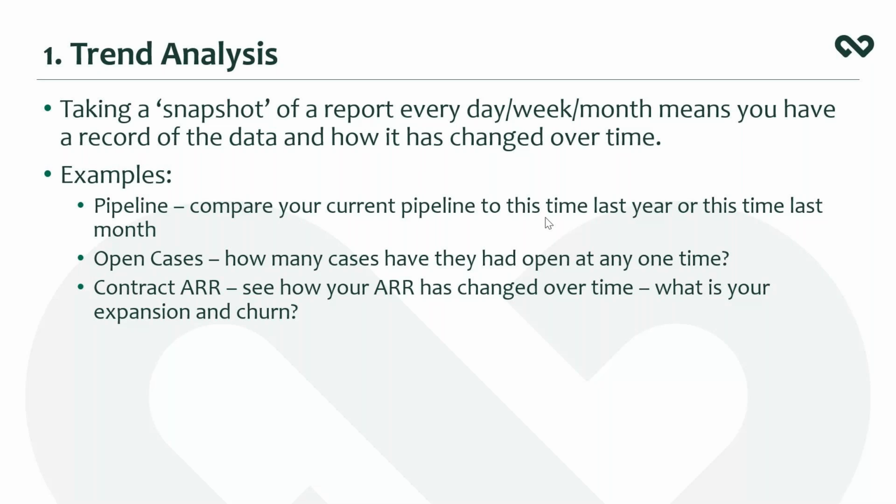Finally is contract annual recurring revenue. So seeing how your annual recurring revenue has changed over time, what's your expansion, what's your churn. You could add the year of the contract, and by introducing the year of the contract, you could see things such as perhaps your annual recurring revenue increasing due to current customers buying more, or it could be perhaps due to new customers being introduced.